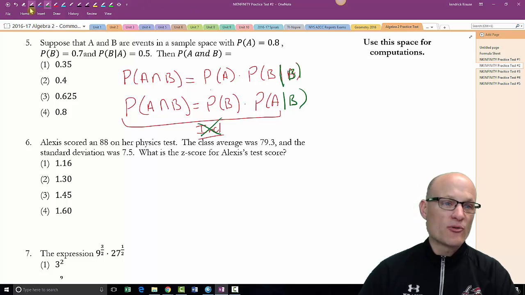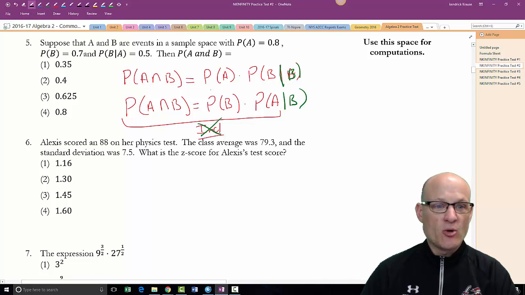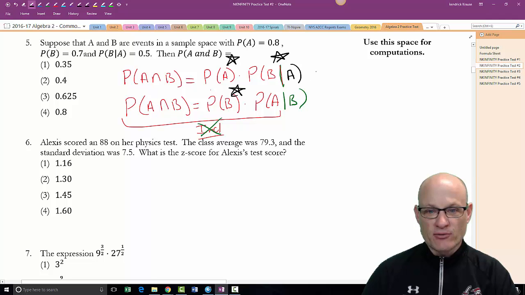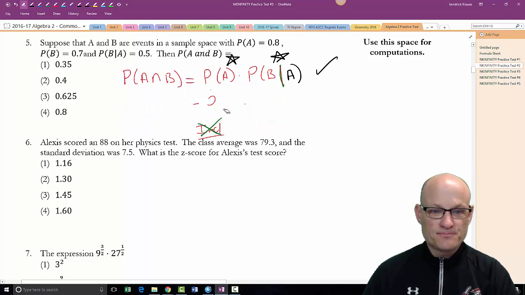All right, so now I'm going to go through and mark off all the stuff I know. I know B given A. That should be an A. I know this one, I know B given A. I know the probability of A. And I know the probability of B. Well, I have these two things right here. So that's the equation I want to use. So I don't really need this equation, but you do need to know that it exists.